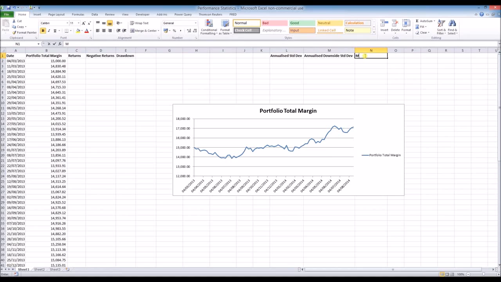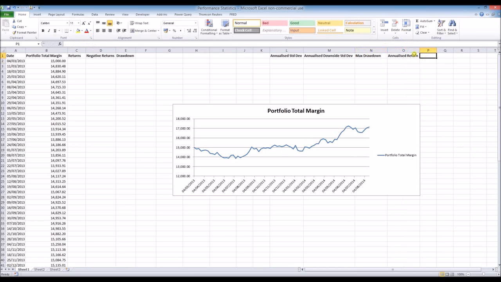We'll also need a max drawdown figure, an annualized return figure, and also a risk-free rate. As we go through the video, I'll explain each of these in turn and why it's necessary. Finally, using these inputs, we'll calculate the Sharpe ratio, the Sortino ratio, and the Calmar ratio.